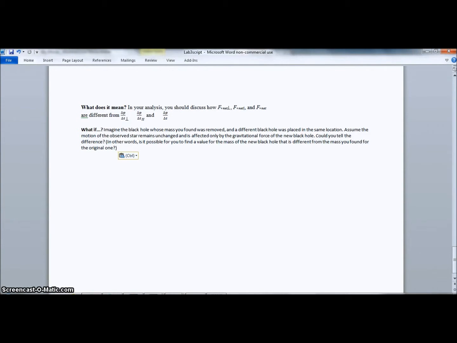What does it mean? F-net affects the motions of a system. In other words, it is the cause of motion, while dp/dt describes how an object moves, or the effect of the force.